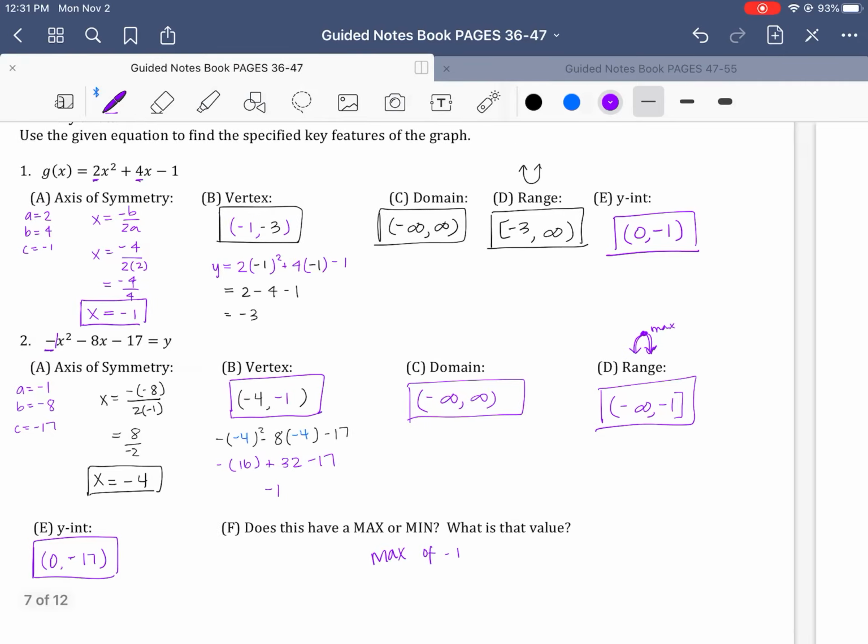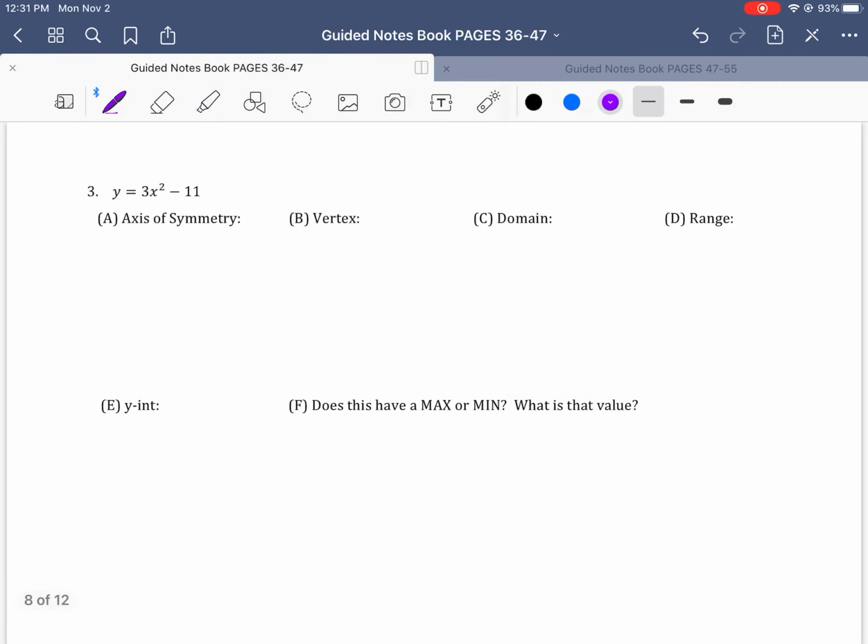Okay. And again, if you feel like you're understanding it, you could stop there. I'll do this last example. Go through it kind of quickly. So again, our a value on this one is 3. Our b value, notice there is no x term. There's no middle term. It's missing. So the b value must be equal to 0. And in this case, the c value is 11. So again, that helps me with my y-intercept. I know that the y-intercept is at 11. Oh, I apologize. It's -11.